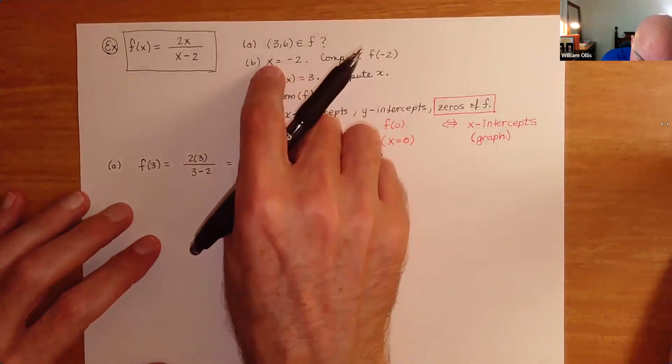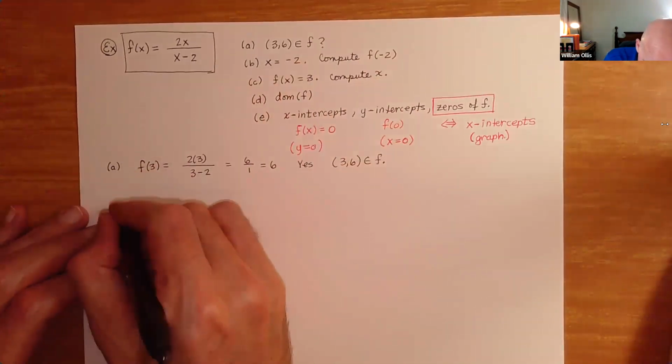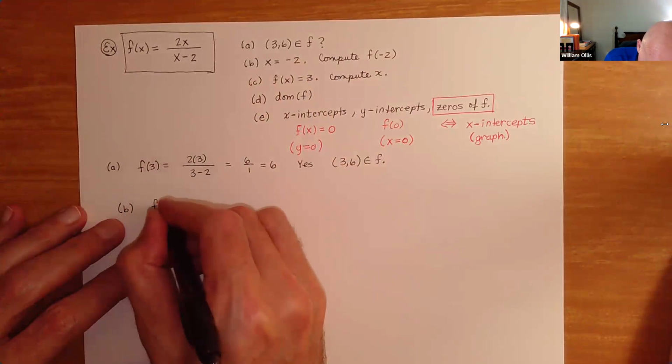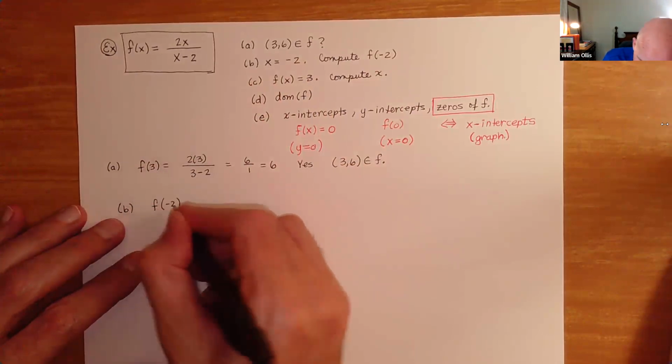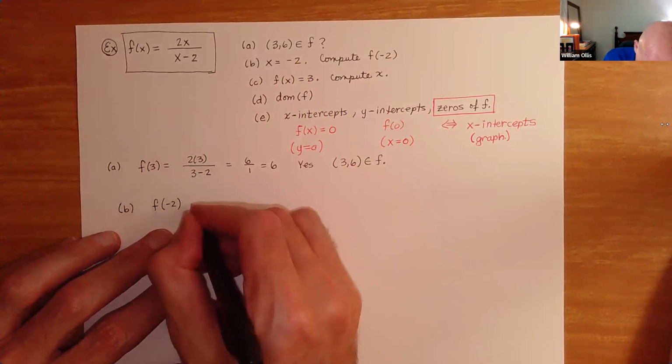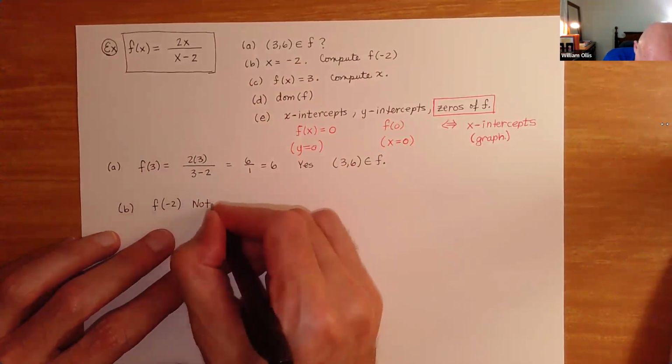Now, let's look here. We have x equals -2. Just compute f of -2, just as practice here. So we're doing the same thing again. And then we say, oh, excuse me, notice, not defined.